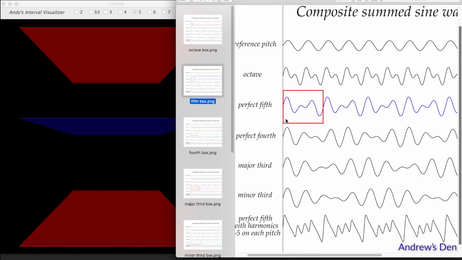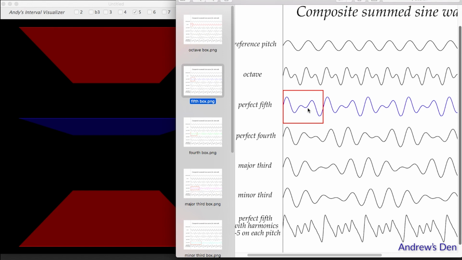Now let's look at a fifth. The fifth is the next most simple interval. It's 3 to 2. So we have a reference pitch, and then a pitch that's 1.5 times above it. And here's the way they interfere with each other. We have 3 peaks. You notice the top number gives you the number of peaks. The octave is 2 to 1, so we have 2 peaks in the pattern.